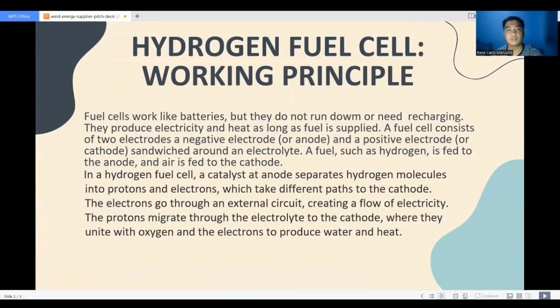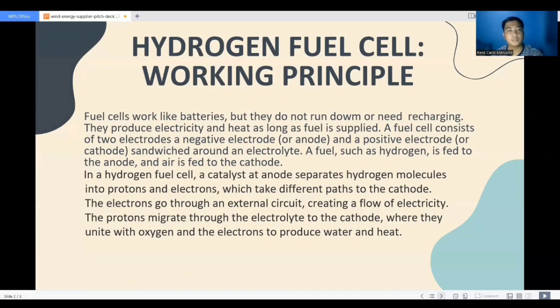A fuel cell consists of two electrodes, a negative electrode or anode, and a positive electrode or cathode, sandwiched around an electrolyte. A fuel such as hydrogen is fed to the anode and air is fed to the cathode.